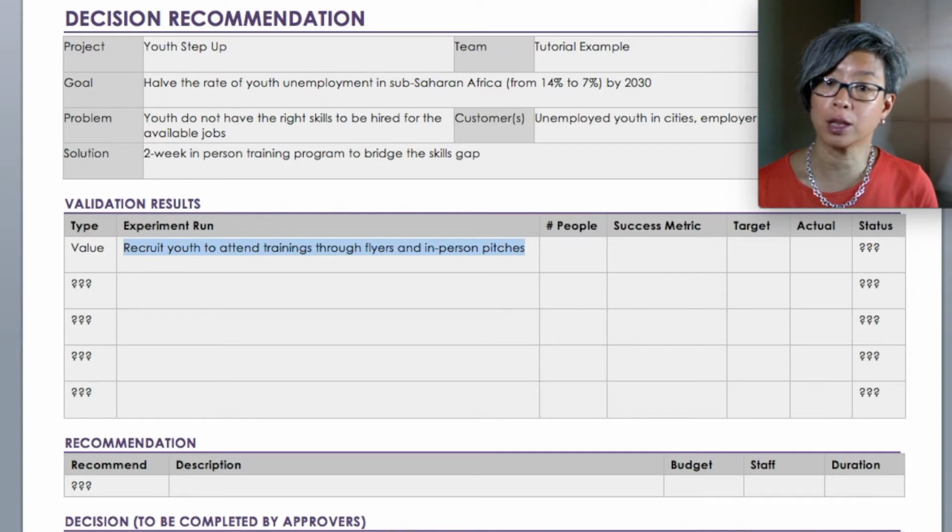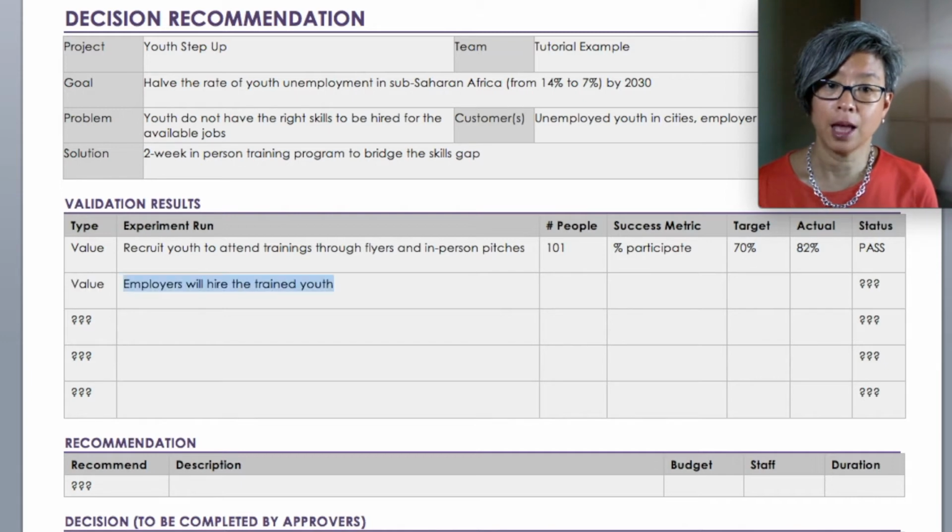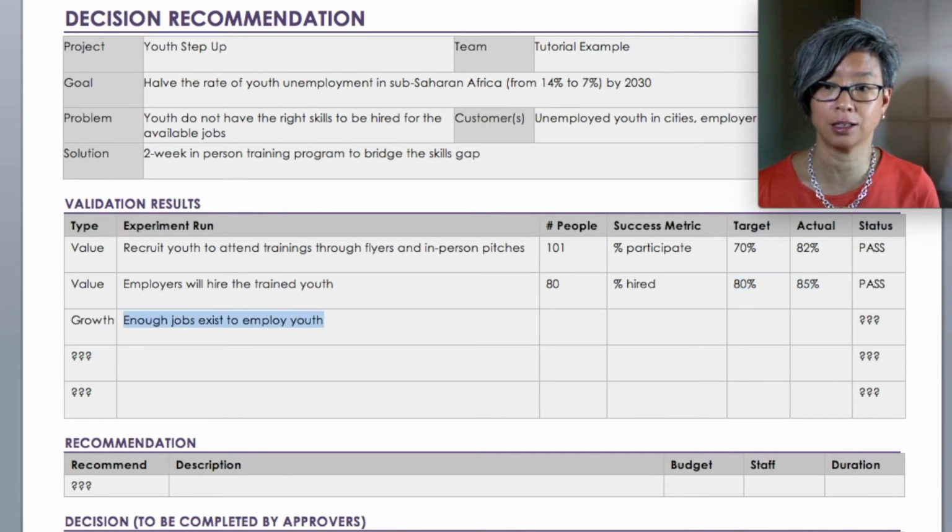For example, one of the tests that we talked about in the last video was testing to see if youth would be interested in attending these trainings. The good news is that that hypothesis was validated. What I found was that 82% of the youth were willing to sign up to attend trainings. After that, another thing I might have tested is whether employers were willing to hire these trained youth. Again, another success. The employers were willing to hire 85% of the youth.